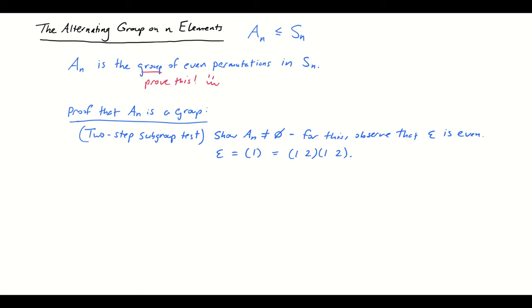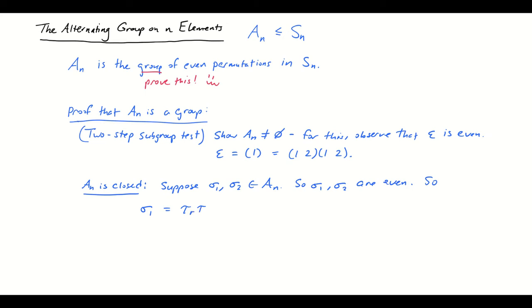Now, what about showing that A sub n is closed under the group operation, which is still composition of permutations? So let's suppose sigma 1 and sigma 2 are elements of A sub n. So these are both even permutations. Now, again, what it means to be even is that I can write each of these as a product of an even number of transpositions.